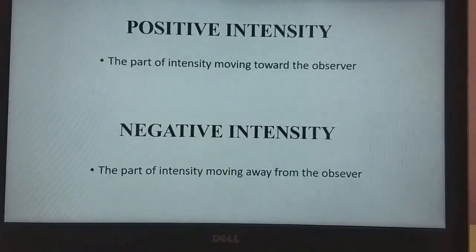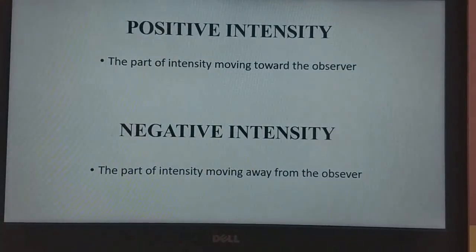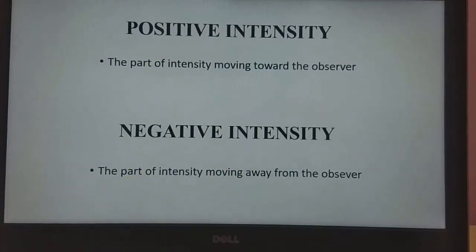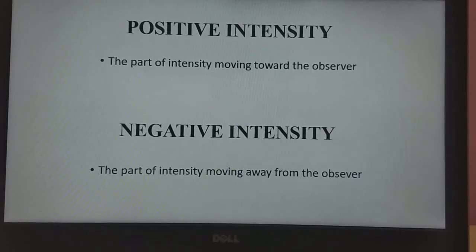Alright, let's go to the next type, which is positive intensity and negative intensity. The positive intensity is the part of intensity that is moving towards the observer if you're in front of the object, and the negative intensity is the part that is moving away from the observer.